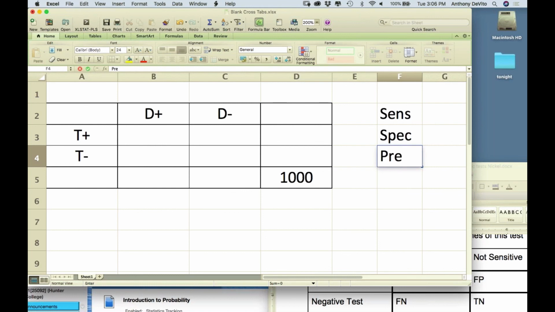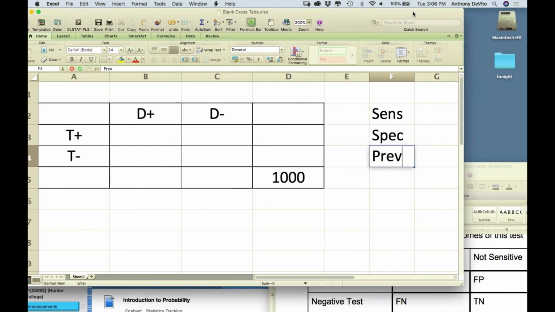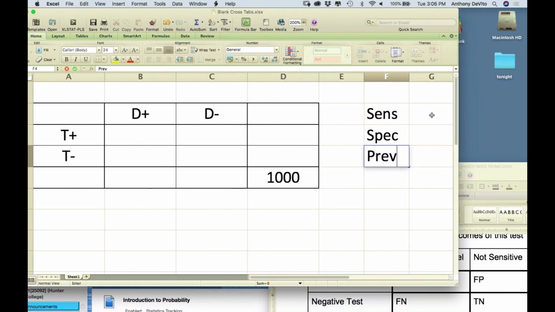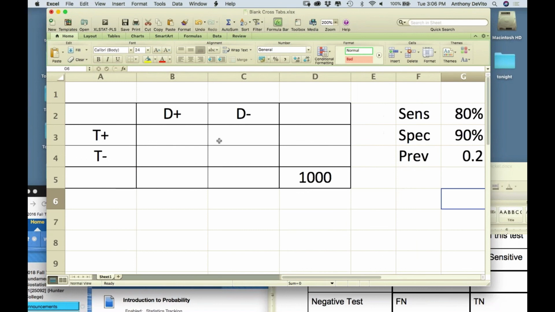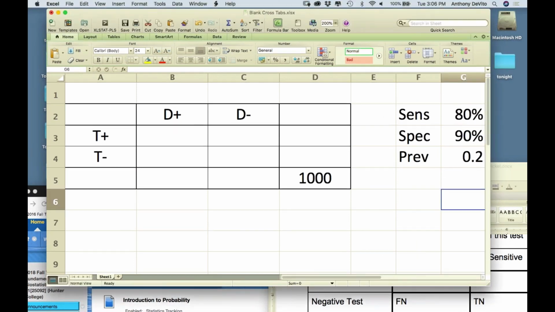Okay, prevalence. So I'm going to mention here in this test, we previously decided that the sensitivity of this test was 80%, the specificity of this test was 90%, and the prevalence of this condition in the population was 20%. I'll put 0.20. Okay, so let's build this table up from there. Can you see the whole thing behind me?